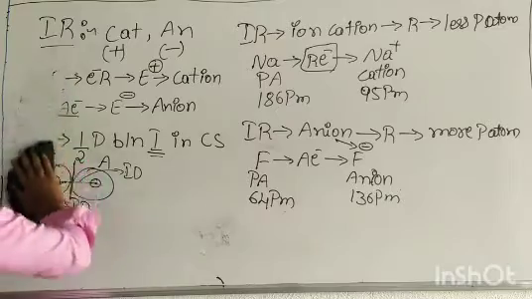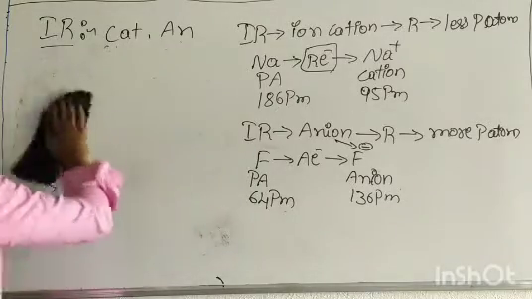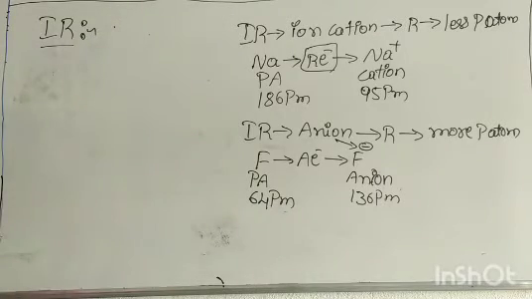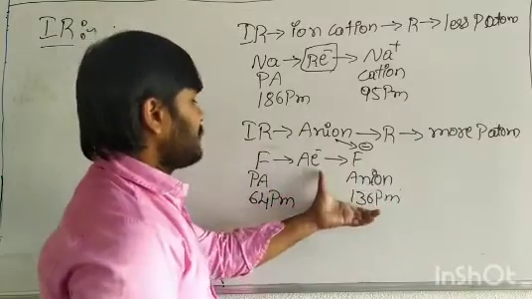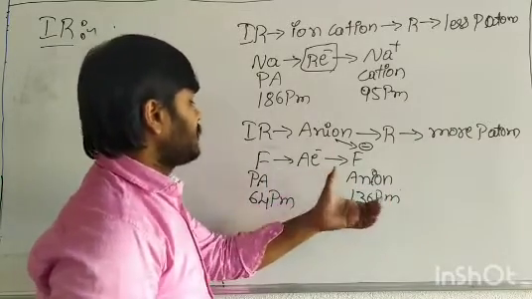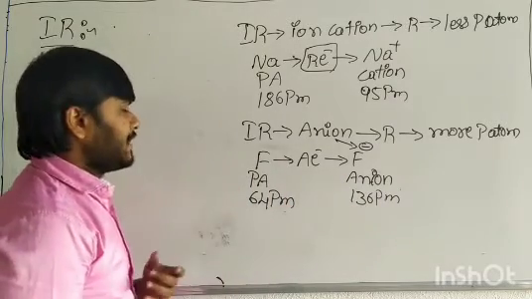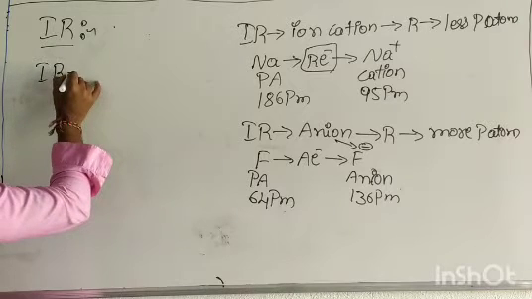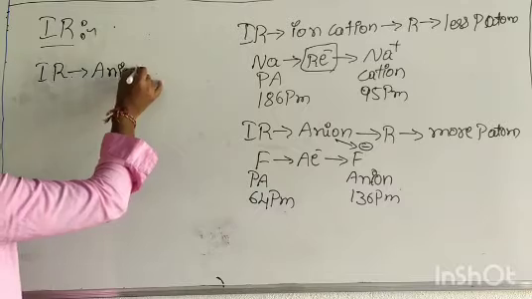In the next part, why will anions have a larger radius compared to their parent atom? That is the concept here. The ionic radius of your anion will be more than its parent atom.